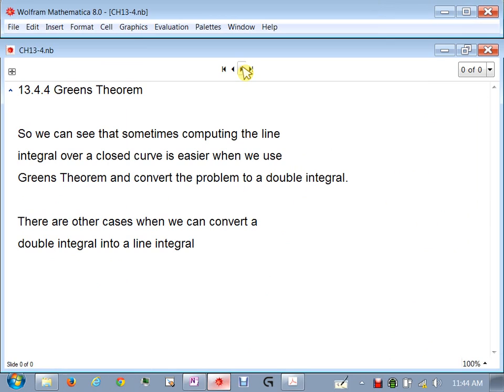All right, so we can see that sometimes computing the line integral over a closed curve is easier when we use Green's theorem and convert the problem to a double integral. There are other cases when we would convert a double integral over to a line integral. Maybe we have a double integral that we really don't want to do. Can we then convert it to a line integral instead? So here's an example.